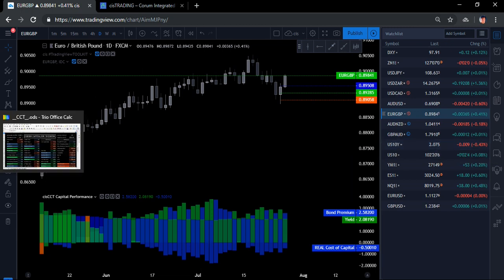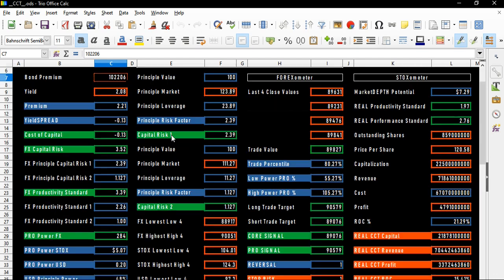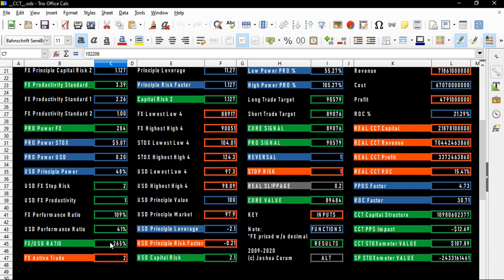And I'm going to go over here to my Trade Focus spreadsheet, bond premium 102.206, and I'm going to enter that in that box. And then my yield at 2.08. All right. Now, I'm going to jump over. You can see on that left-hand side, there's no more data entry there.